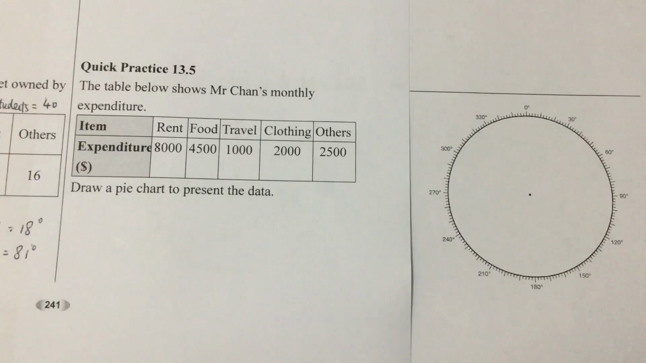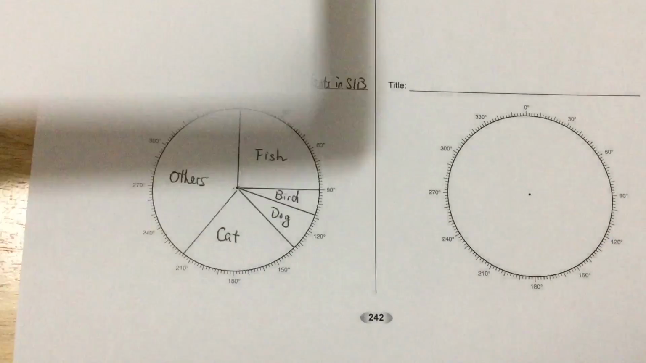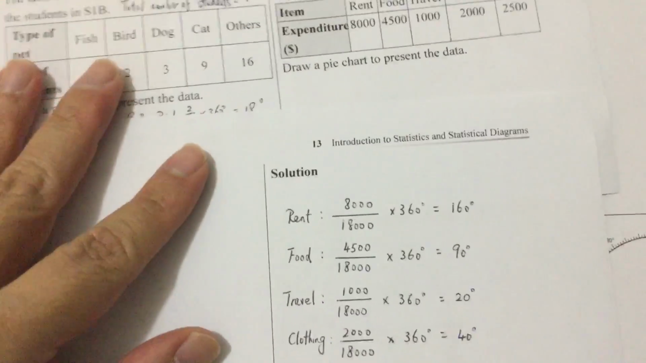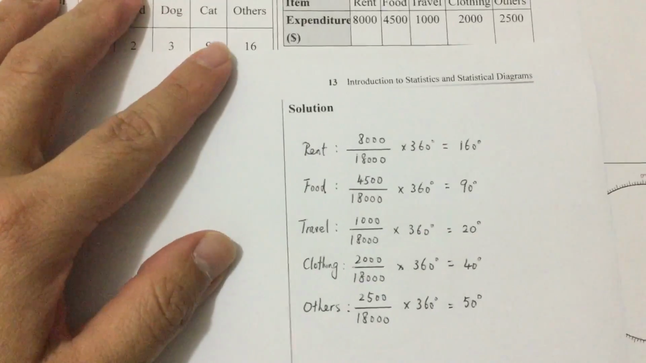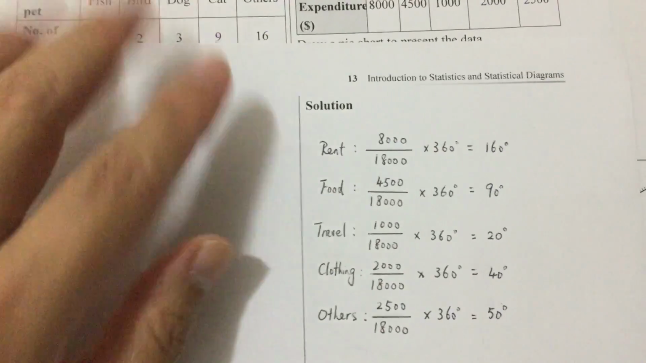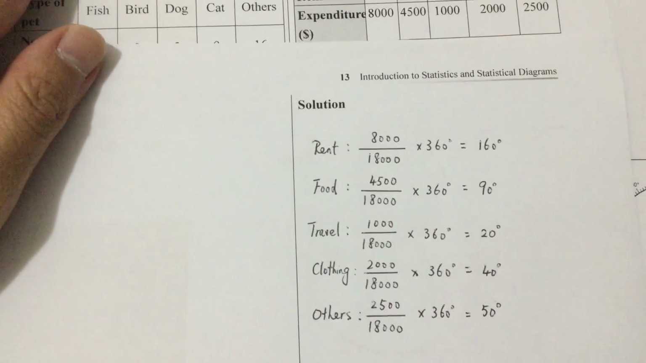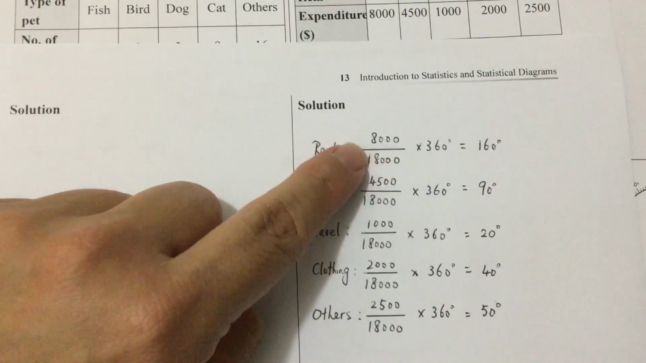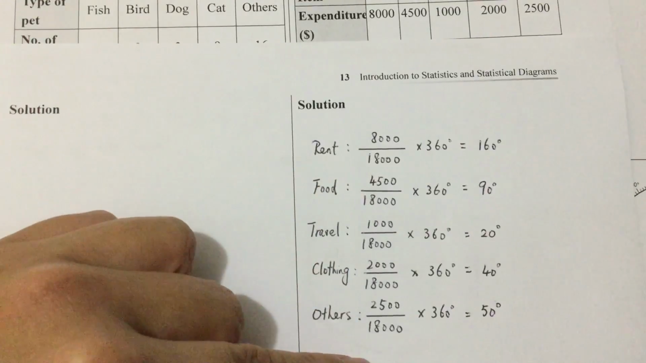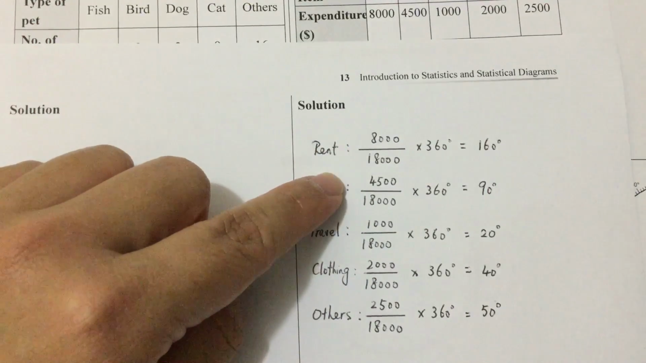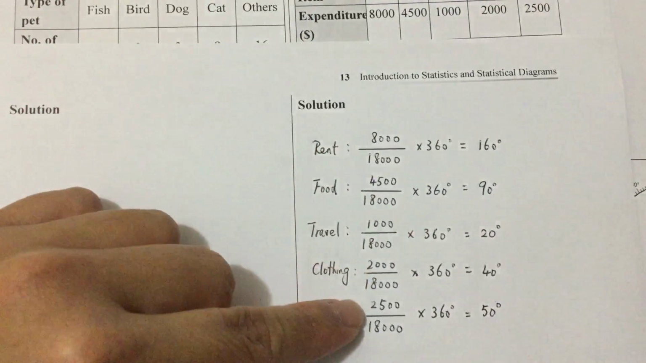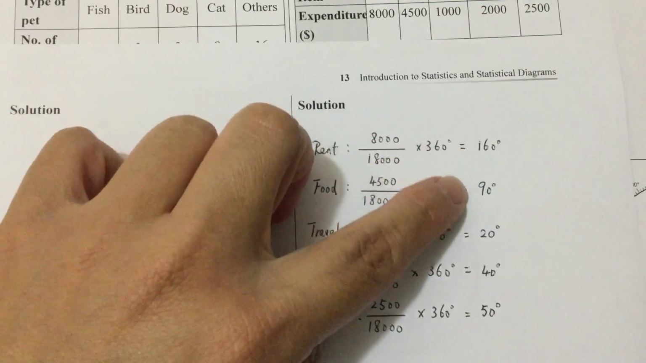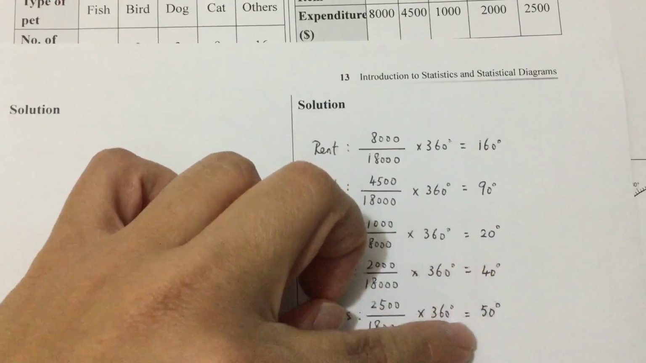Okay, now the answer is this one. So we have the answer here. And then this is the rent, and then we calculate the total, which is $18,000. So we make them all the denominator, and then we put 8,400, 1,500, 1,000, 2,000, 2,500, and we calculate all the degrees. It's so easy for you. This is 168 degrees, 30 degrees, 20 degrees, 40 degrees, and 50 degrees.